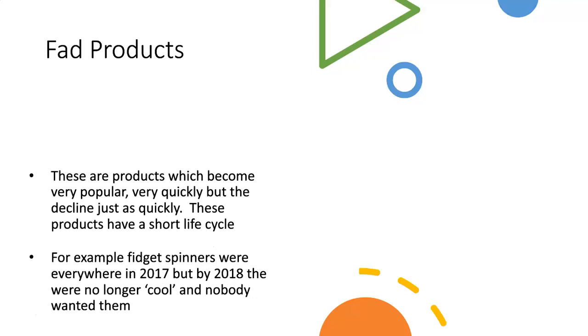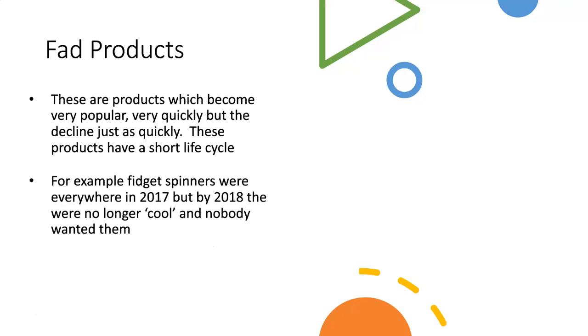Fad products. These are products which become very popular very quickly but they decline just as quickly. These products have a short life cycle. For example, fidget spinners. I used to play with a fidget spinner myself, which is very good and very addictive to play. They were everywhere in 2017, but by 2018 they were no longer cool and nobody wanted them. So that's what became a fad product. It began to more likely fail within the next year's time.